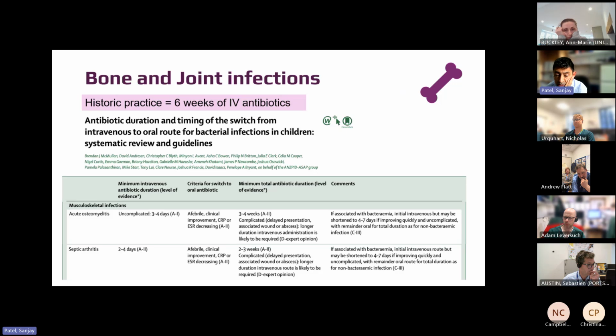Bone and joint infections, in line with the Aviva study, our guidance is to switch early. We usually switch at 48 hours. Even for Staph aureus bone and joint infection, we get them onto cephalexin and get them home and treat for 2 to 3 weeks with septic arthritis, or 3 to 4 for an osteomyelitis. And that's in our national guidance on the BSAC common infection pathways.